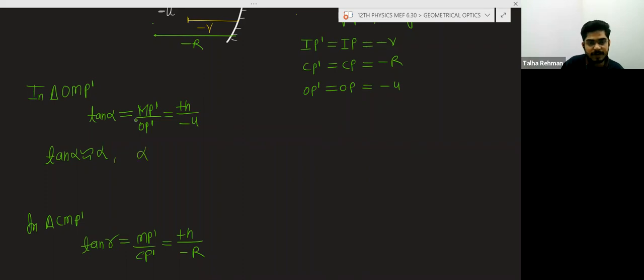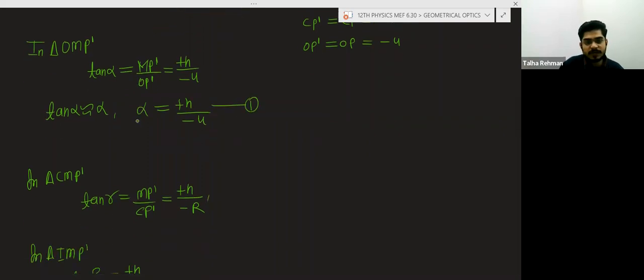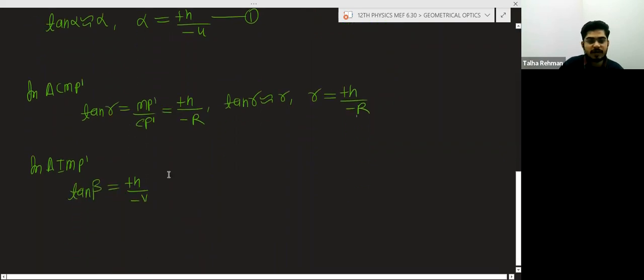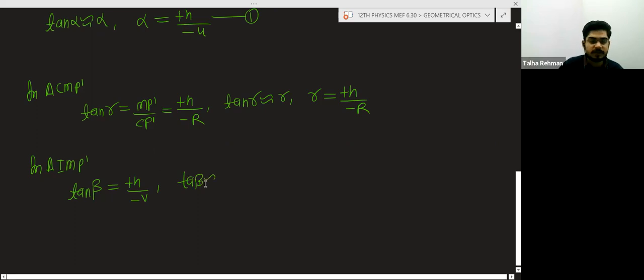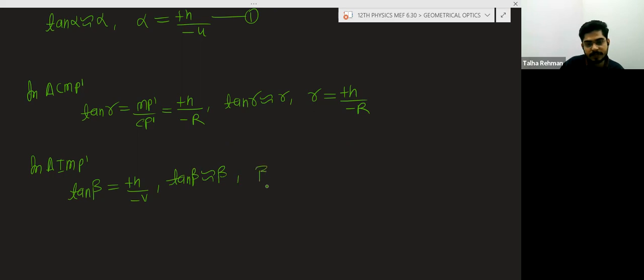So alpha is equal to plus h divided by minus u. This is equation number 1. Similarly, tan gamma can be written as gamma, so gamma is equal to plus h by minus R. This is equation number 2. You can write for tan beta also: tan beta is approximately equal to beta, and beta can be written as plus h by minus v. This is equation number 3.